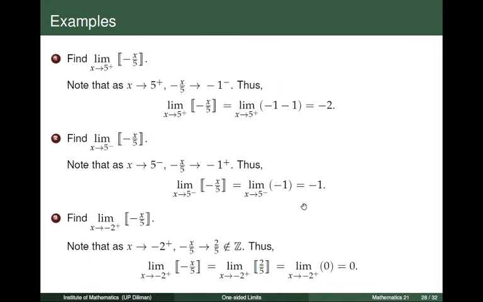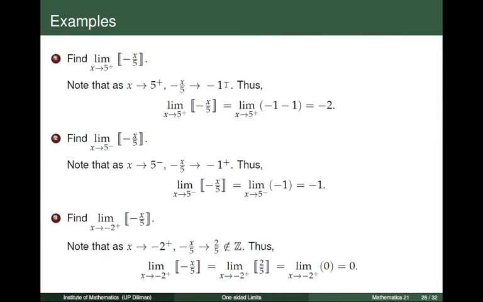So let us consider some examples. First, let us find the limit of the GIF of -x over 5 as x tends to 5 from the positive side. Now, since x is tending to 5 from the positive side, that means that negative x over 5 is tending to negative 1 from the left side.